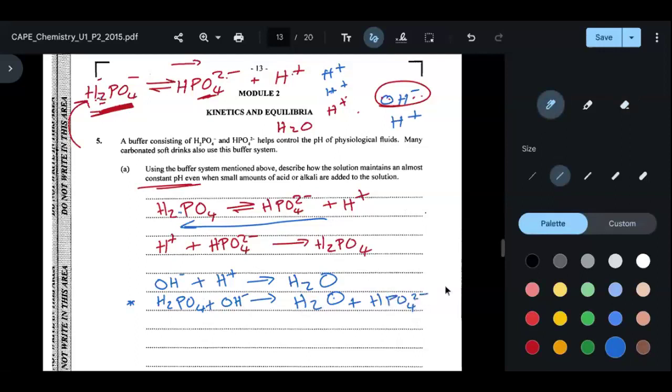HPO4 2 minus. So all you need to do, right, is show them how you can get rid of whatever you add. So if you add H plus, it combines with this ion. And if you add OH minus, it can combine with the hydrogen ion that is there, or it can accept a proton from the acid that is there, to form water. So in explaining these, use your equations. All right.